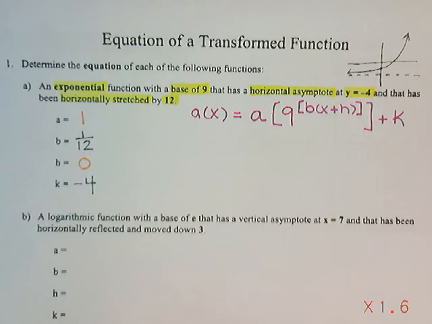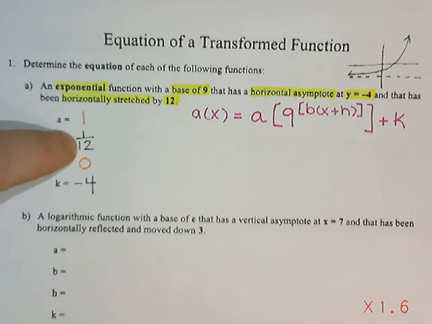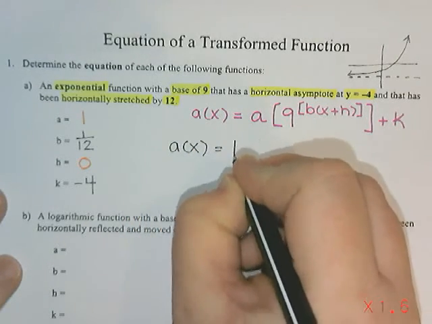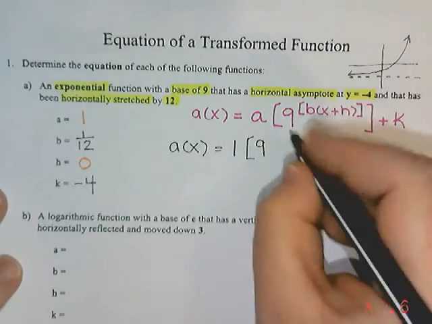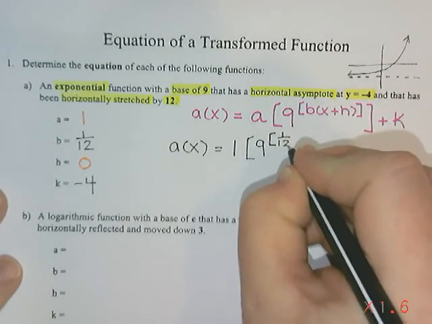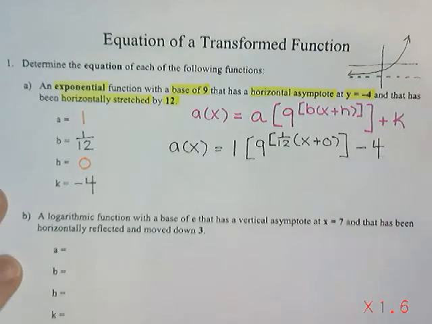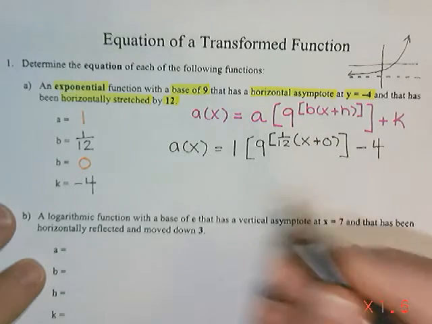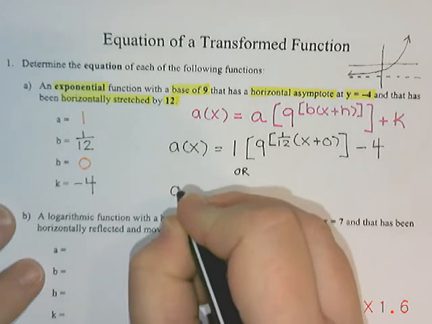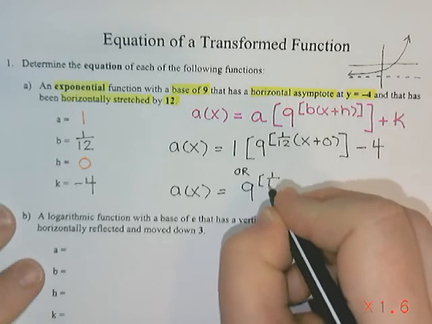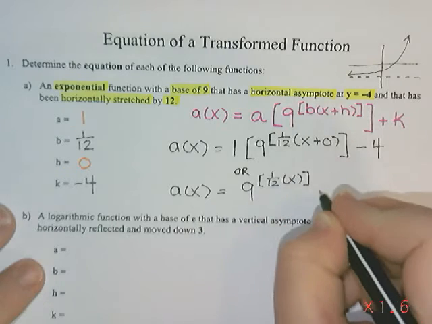So when I go to write my equation, there are 2 ways I can do it. I could try subbing in all 4 of these numbers. So I could say A of x equals 1 times 9 to the power of 1/12, x plus 0, and then -4. I just subbed in A, B, H, and K where their letters were. But we wouldn't normally write in the 1. The 1s are quite shy. They like to hide. And I usually wouldn't write in the 0. So I would probably instead write that A of x is just 9 to the power of 1/12 times x minus 4.